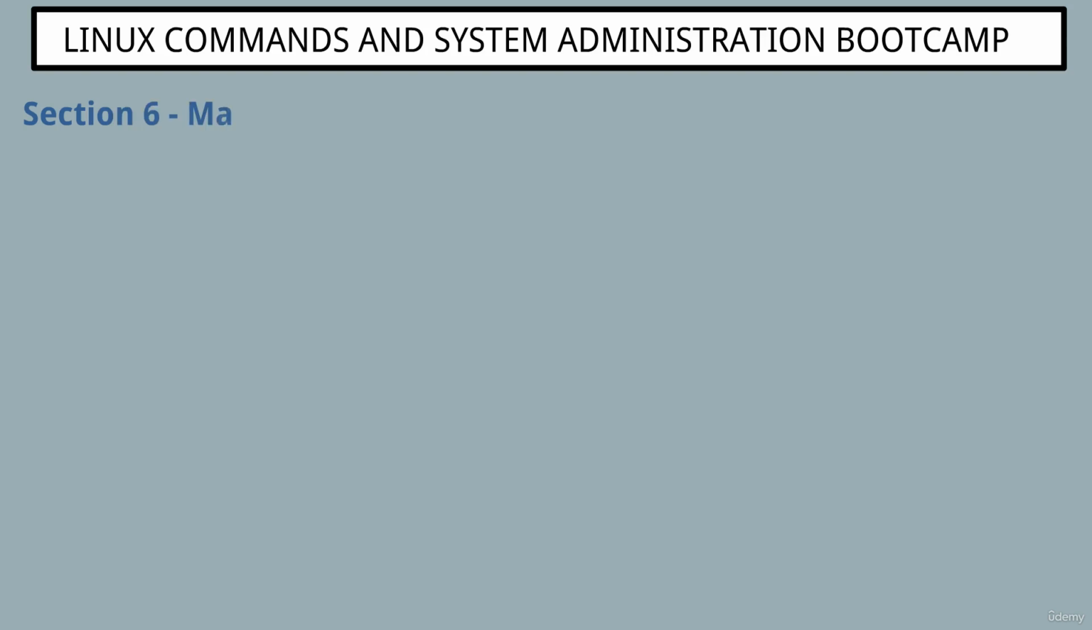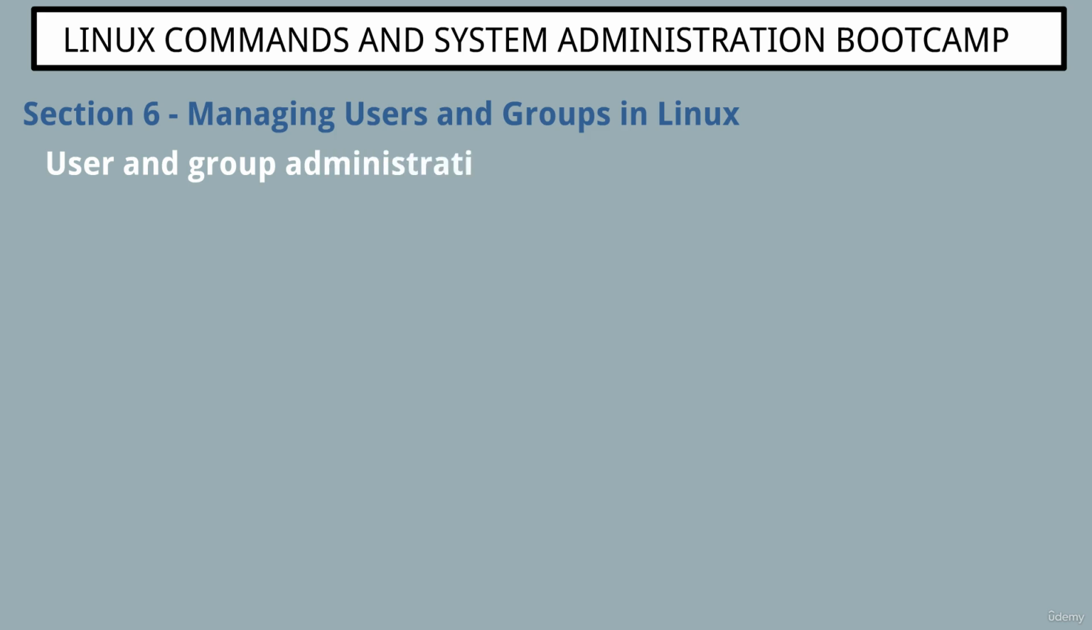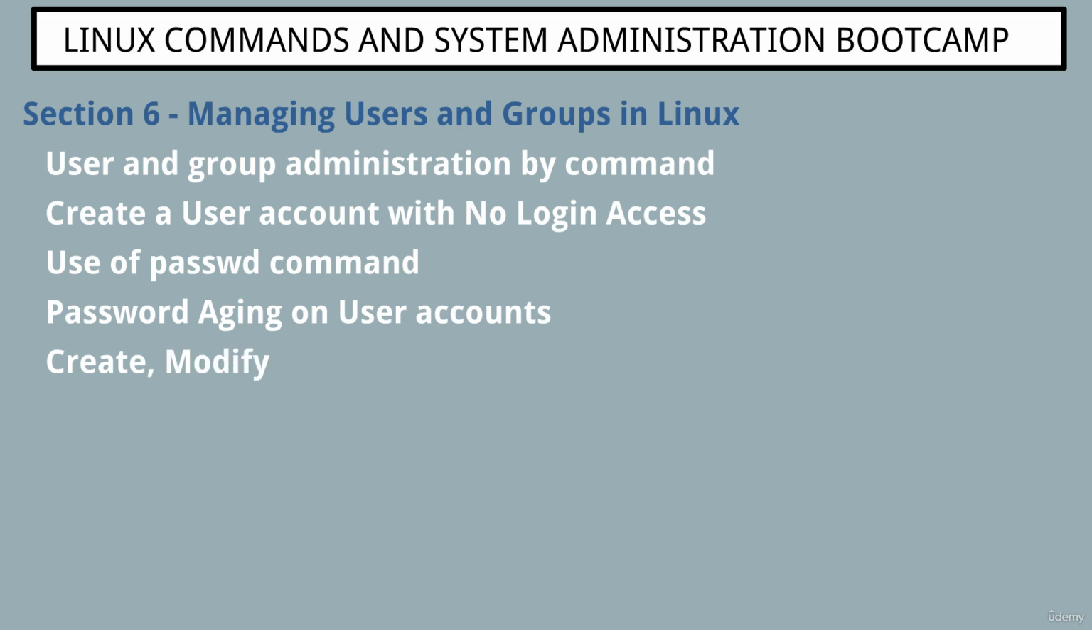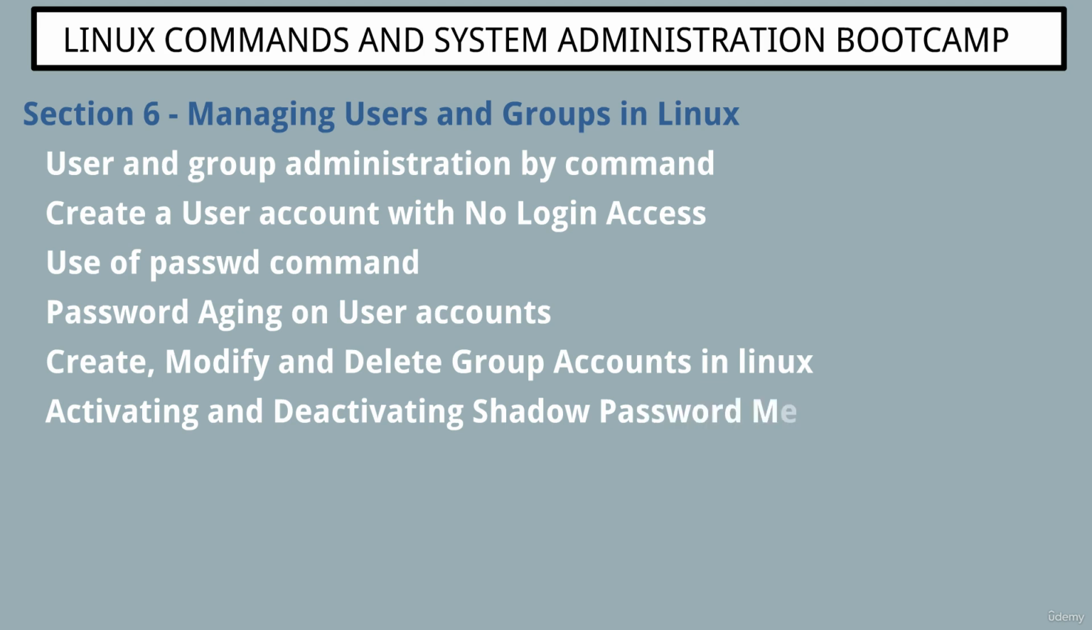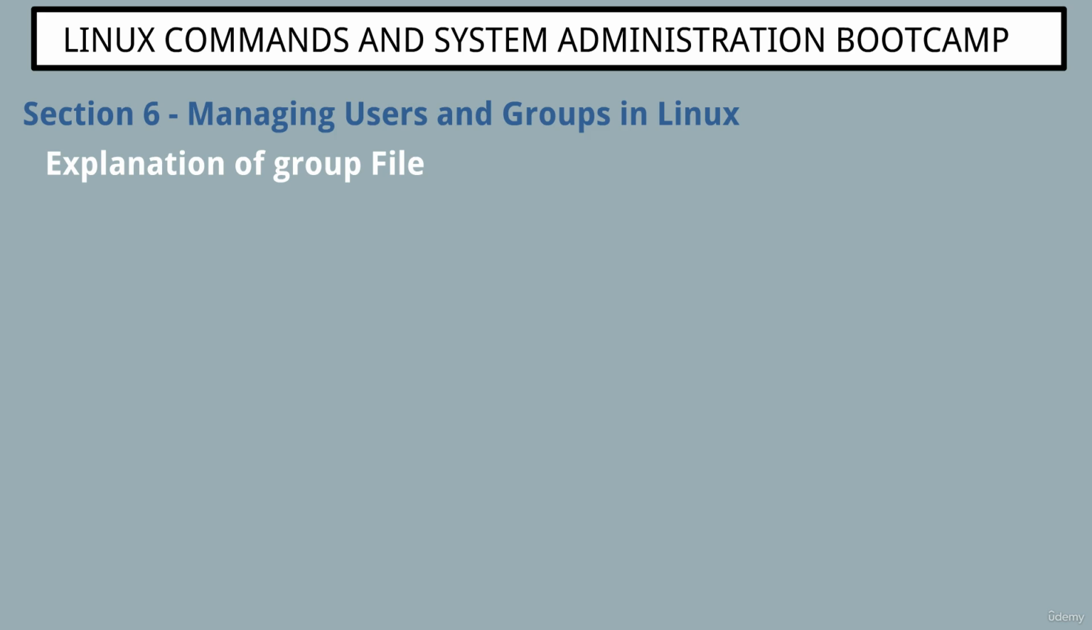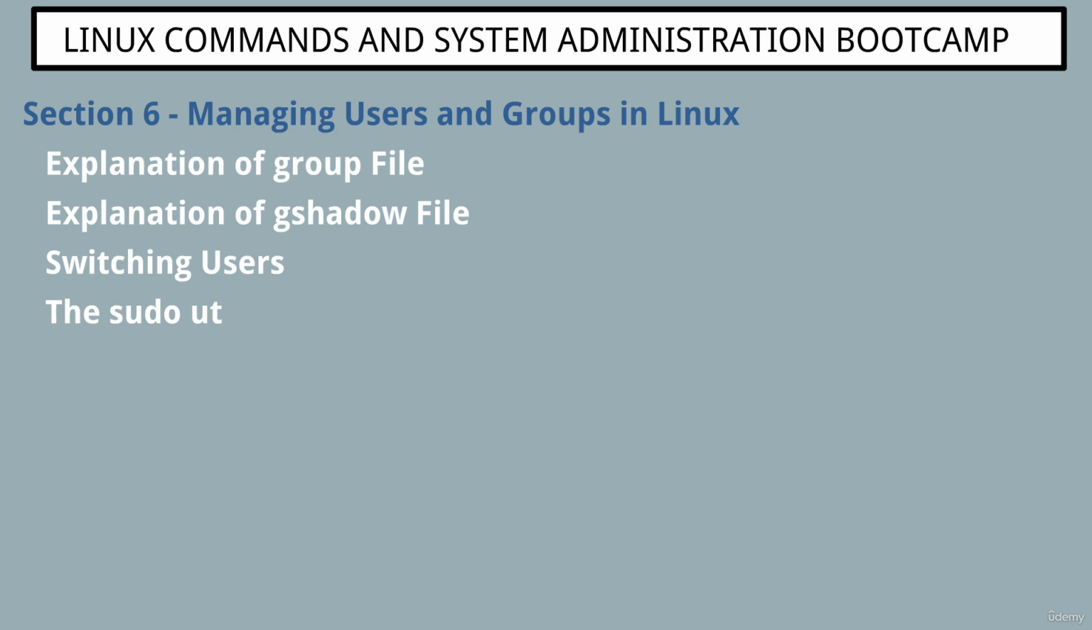Next section is section 6. It covers managing users and groups, user and group administration by command, create a user account with no login access, use of password command, password aging on user accounts, create, modify, and delete group accounts in Linux, activating and deactivating shadow password mechanism, user authentication files, explanation of password file, explanation of shadow file, explanation of group file, explanation of gshadow file, switching users, the sudo utility.